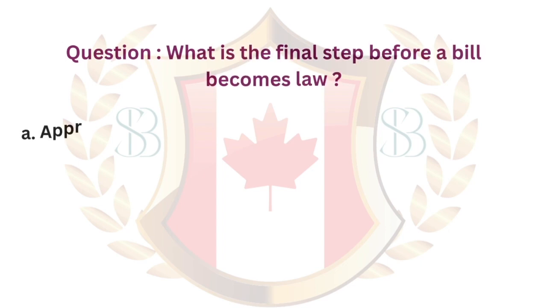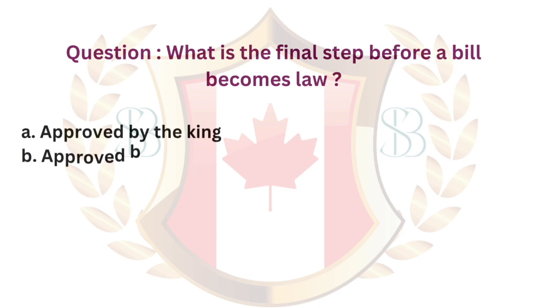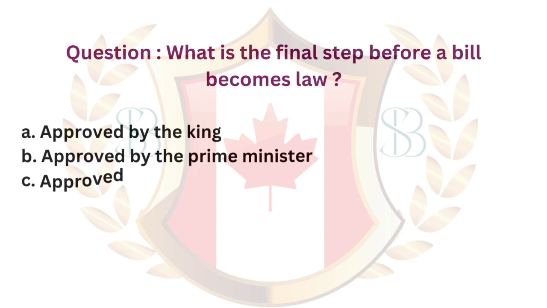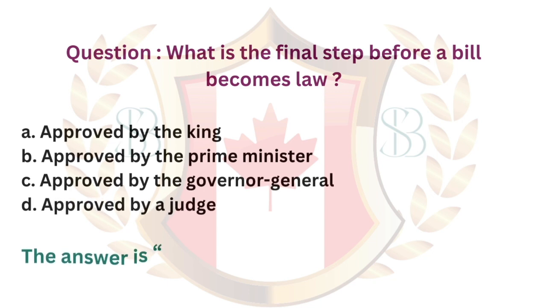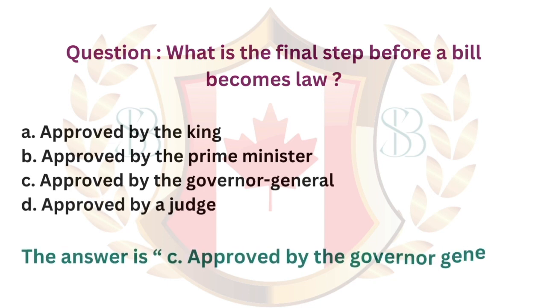Question. What is the final step before a bill becomes law? A. Approved by the King. B. Approved by the Prime Minister. C. Approved by the Governor General. D. Approved by a judge. The answer is C. Approved by the Governor General.